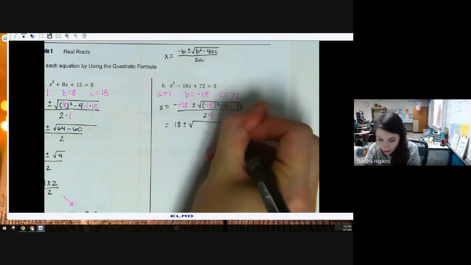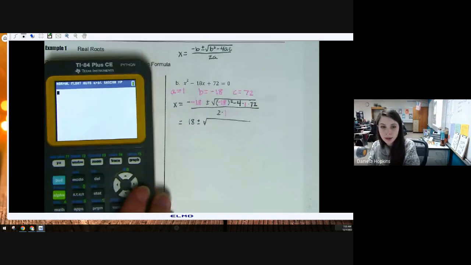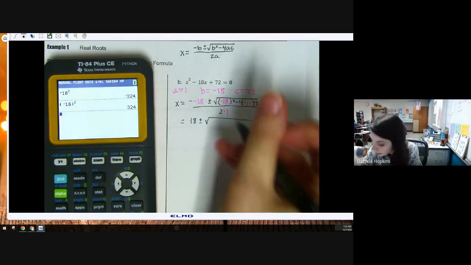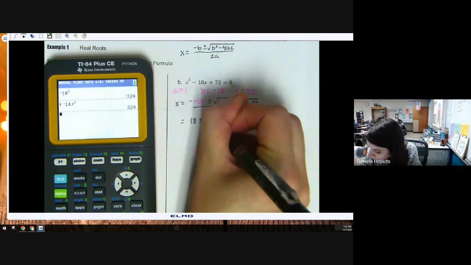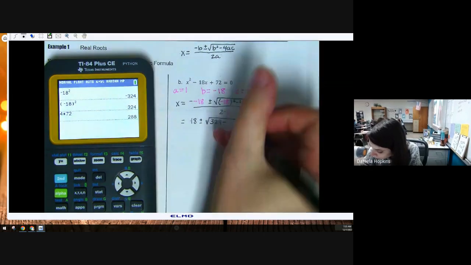And then here's where you have to be careful. Remember, your calculator will lie to you sometimes. If you just type in -18 squared, it's going to say it's -324. What is it actually? +324. So that's why I always put the parentheses, just so that I know that I'm not going to make that mistake. So this is positive 324 minus 4 times 72, which is 288, all over 2.